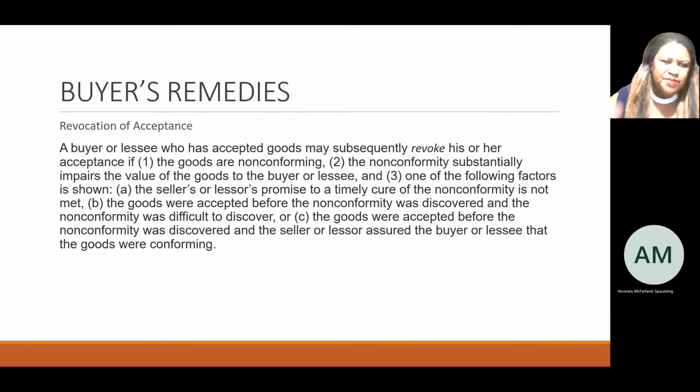So yeah, sometimes I'll accept a shipment of something without opening the box. I'll just say, thank you, and close the door. I may not find out until later on that they've sent me somebody else's computer. So under the UCC, you can revoke your acceptance if the goods are non-conforming.